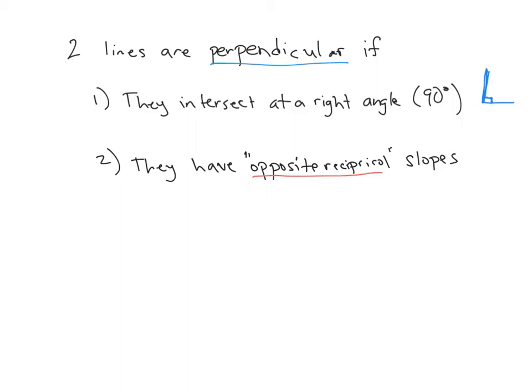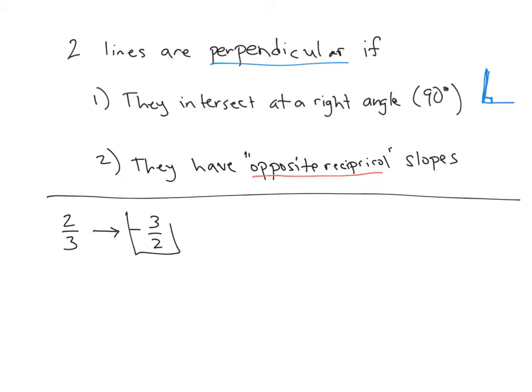So a couple examples of an opposite reciprocal slope. If we had 2/3, the opposite reciprocal slope of that would be -3/2. And the reason why it'd be -3/2 is positive goes to negative and flip the fraction. So if you had like -2/7, the opposite reciprocal slope would be positive 7/2.